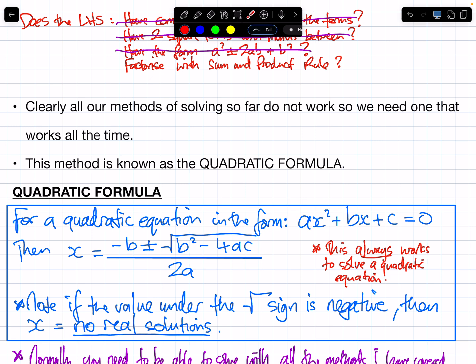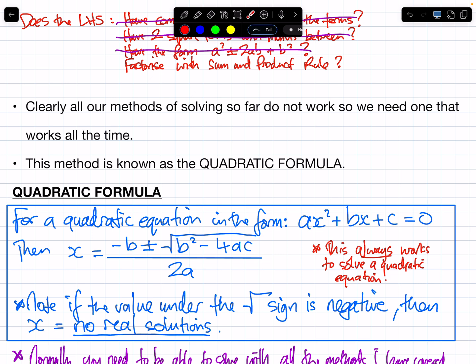So get that quadratic formula down. Let me read it out to you. The quadratic formula is x equals negative b plus or minus the square root of b squared, take 4ac all together, and divide all of that by 2a.